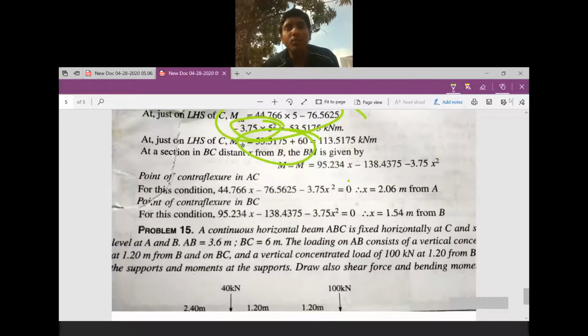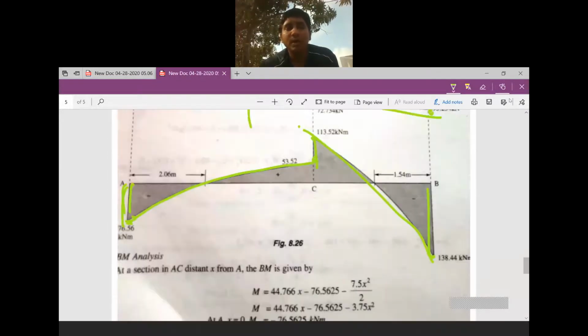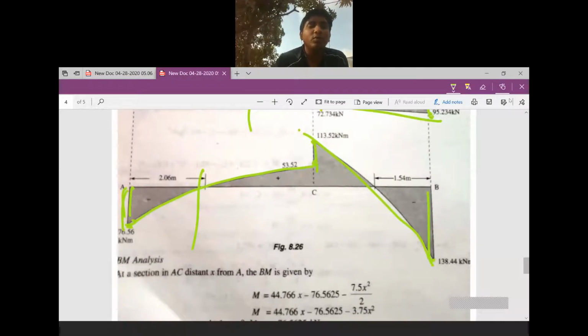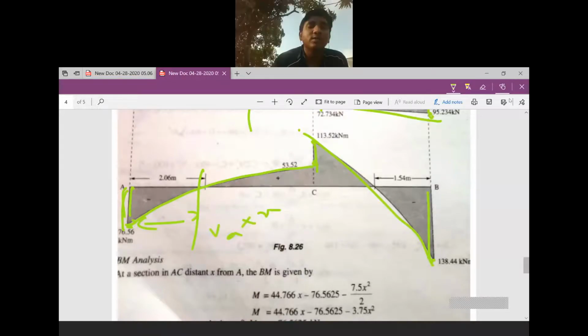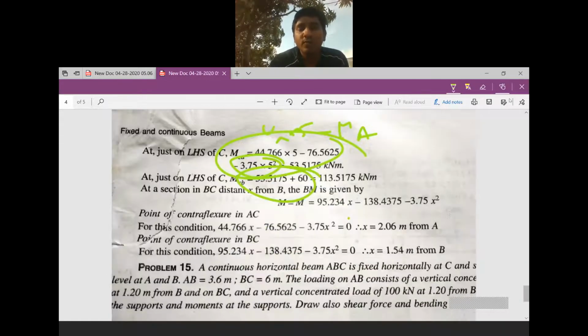Already he has given a point of contraflexure, the point where the bending moment is 0. Here you have a point of contraflexure. So here you have VA into x meters minus MA minus 7.5 into x by 2. Here VA is 44.766 into x minus MA minus 7.5 into x square by 2. That is 3.75. You will get a point of contraflexure.